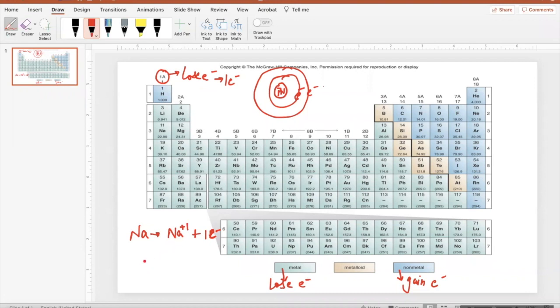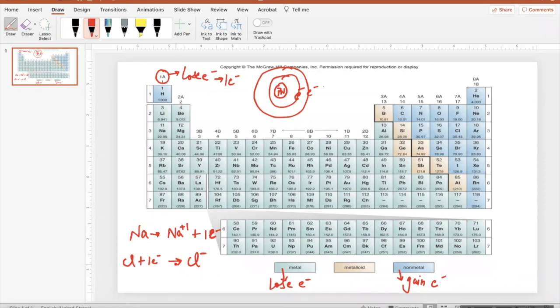Now, on the other hand, guys, what do non-metals like to do? As we know, they like to gain electrons. So let's take the example of chlorine. What does chlorine do? Chlorine takes one electron, so I'm going to add one electron to chlorine. And when you add an electron, which is negative charge, the chlorine will become negatively charged.